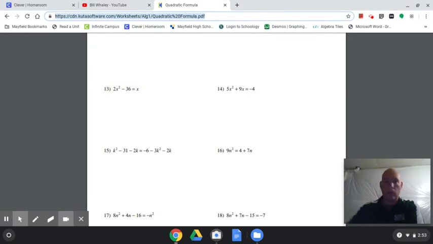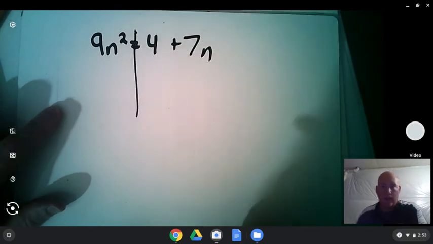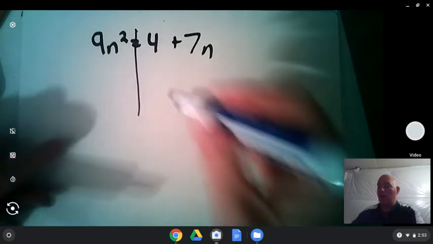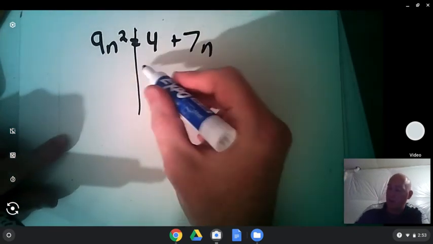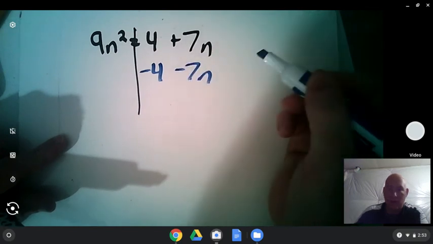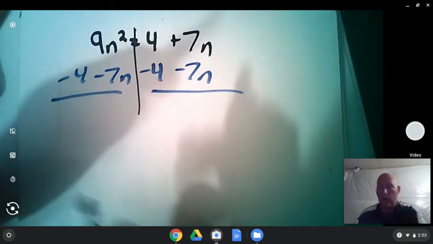Okay, so if I'm going to look at 16, which says 9n squared equals 4 plus 7n. And now, if we need to go through that, I need it all on one side. So you have to make the choice what side you want to clear out. I always clear out the side that has the smaller n squared. So I'm going to subtract 4 from each side and subtract 7n. Minus 4 minus 7n.